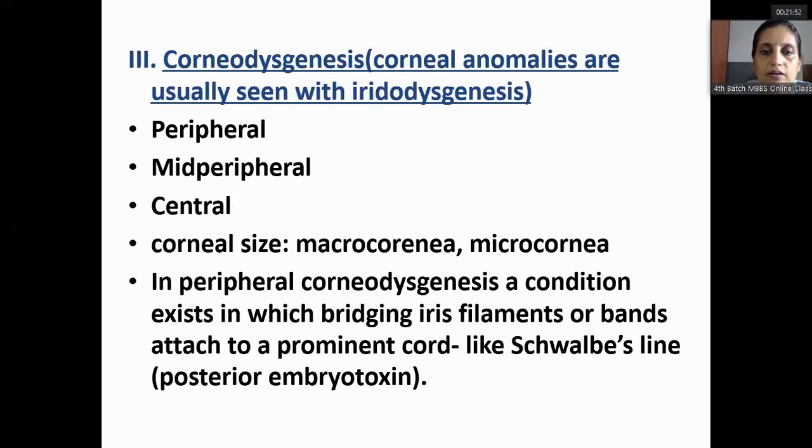In peripheral corneal dysgenesis, a condition exists in which strands of iris are attached to a prominent cord-like Schwalbe's line, which is called posterior embryotoxon.